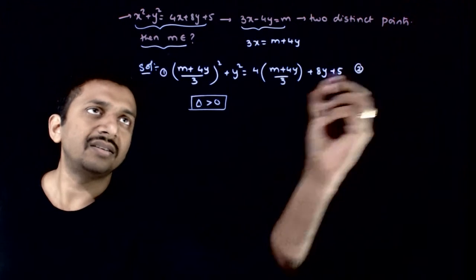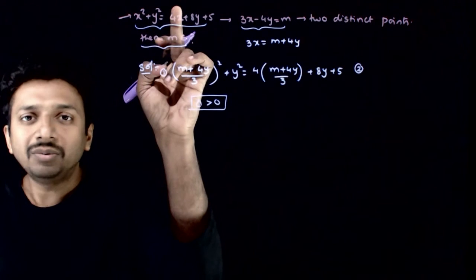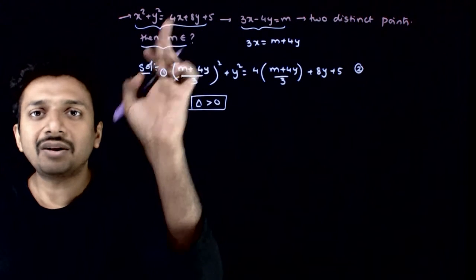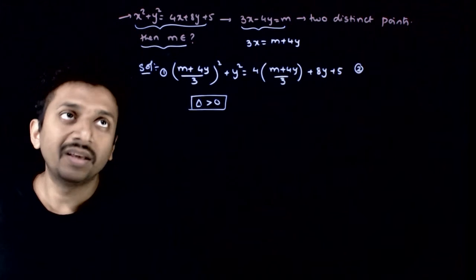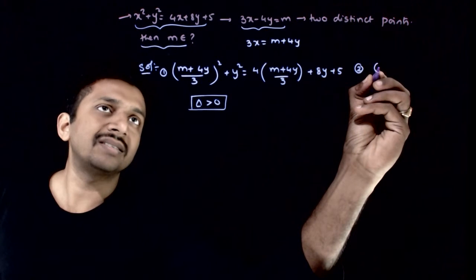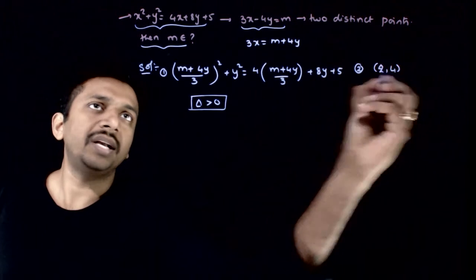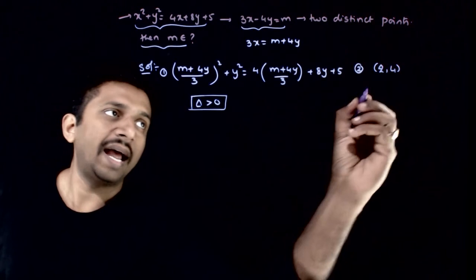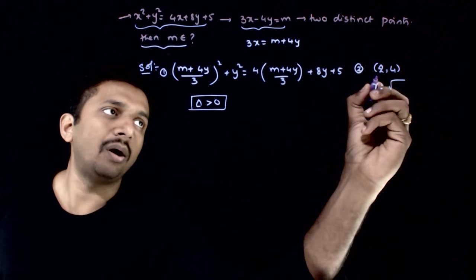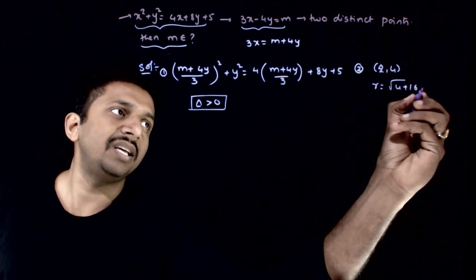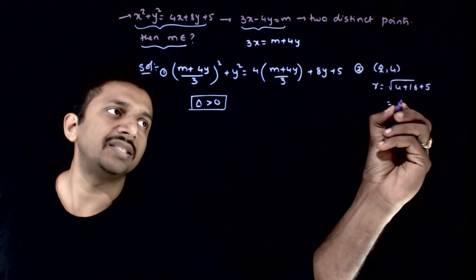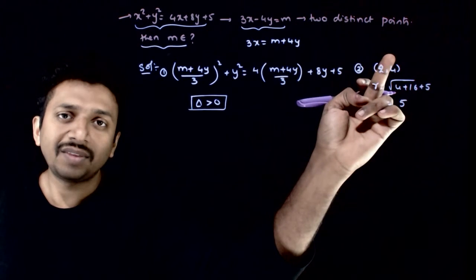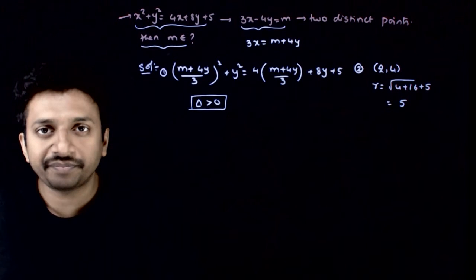The second way is, if this line has to cut this circle at two distinct points, the perpendicular distance between this line and the center of this circle has to be less than the radius. So if you take this circle, minus 4x minus 8y, the center is 2, 4, right? And the radius of the circle is root of 4 plus 16 plus 5, that is equal to 5 units.